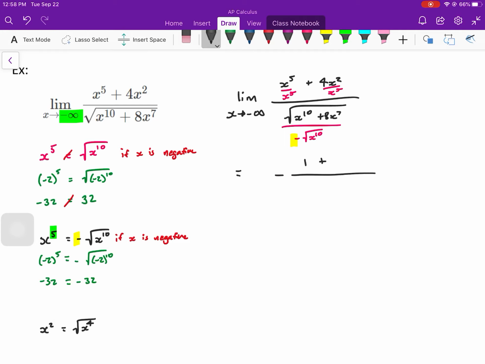Simplify the top as 1 plus 4 over x to the 3rd. Then inside the square root, we'll divide each thing by x to the 10. So really the only difference is that negative that came out to the front.